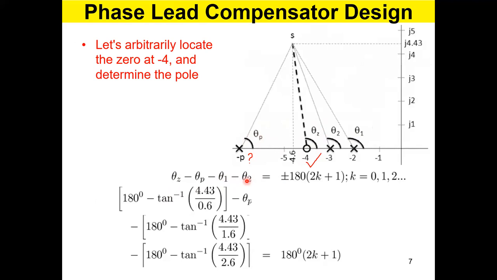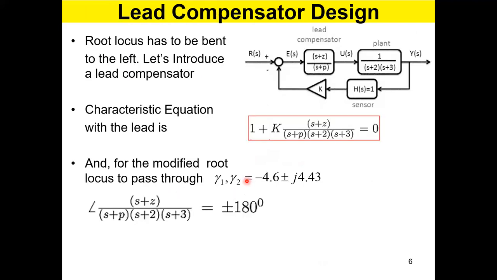So why don't you take this exercise and calculate the total phase for this point, minus 4.6 plus j4.43.